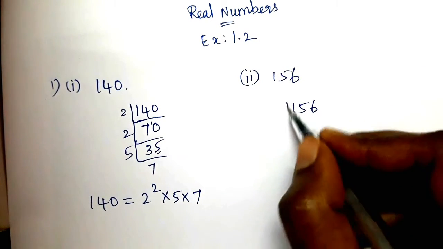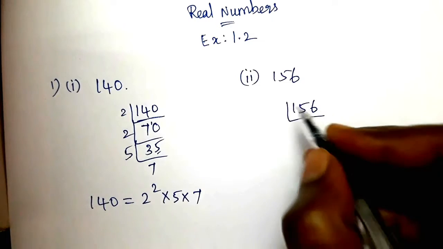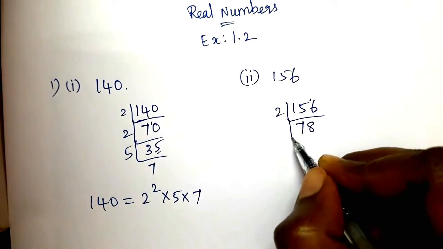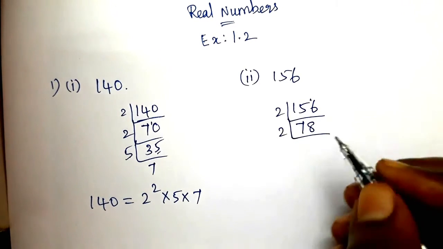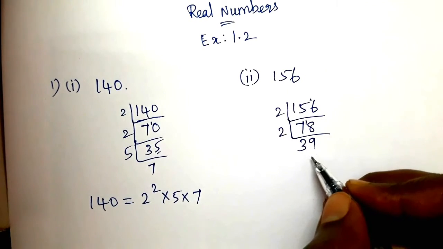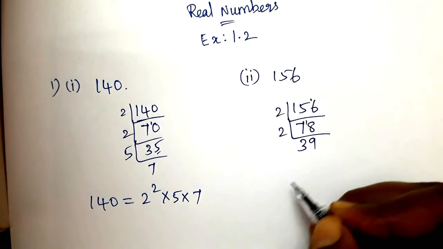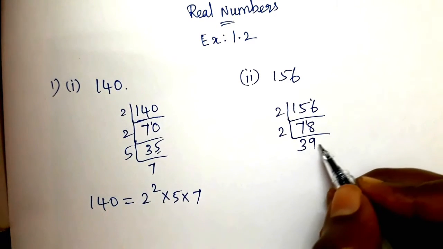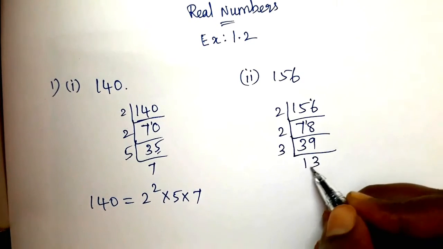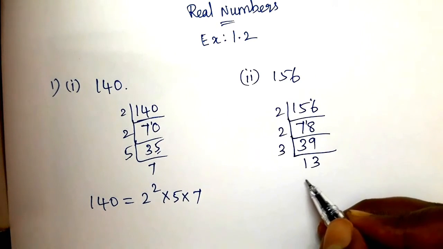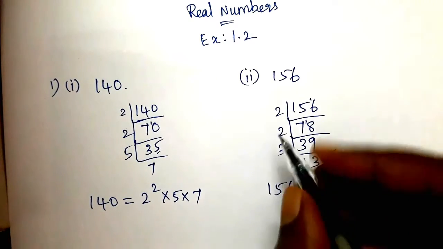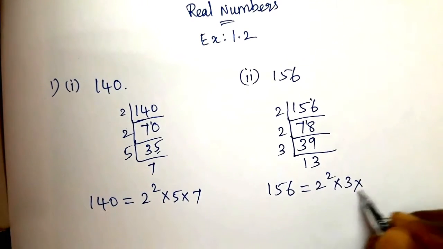This 156 is an even number, so it goes by 2. So 7 2s are 14, remaining 1, 8 2s are 16. Again it is an even number, so with 2: 3 2s are 6, put here 1, then 9 2s are 18. It is not an even number, so we have to check the next least prime number, 3. The sum of the digits is a multiple of 3, so divide by 3. Here 1 3s are 3, 3 3s are 9. 13 is a prime number, so stop the process here. Now this 156 can be written as 2 square into 3 into 13.